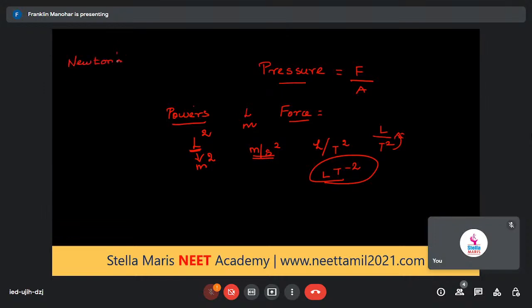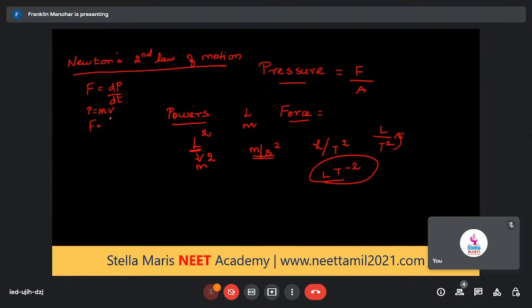From Newton's second law of motion, what are we getting? F is equal to dp by dt, is equal to ma, sir. F is equal to dp divided by dt: rate of change of momentum with respect to time. The p is nothing but linear momentum. P is equal to m into v, the product of mass and its velocity.